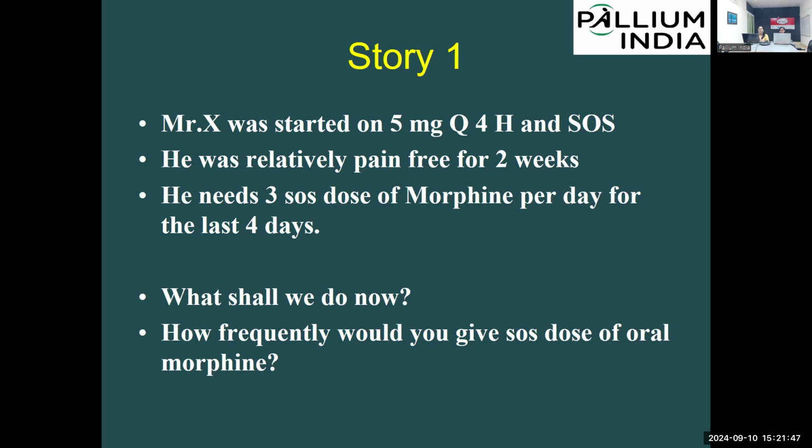So, any responses? You can unmute and talk. We have to increase the 5 milligram to 10 milligram fourth hourly. Okay. So why do you want to go to 10 milligram? Because he needs 3 SOS doses of morphine. So we have to increase the dose to 10 milligram.